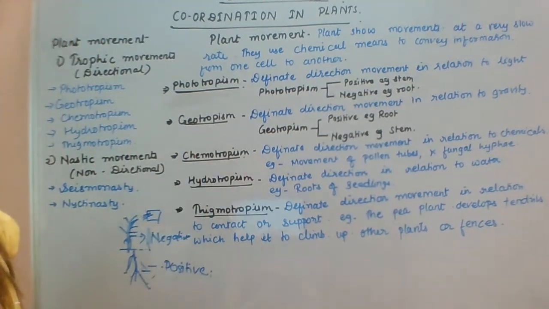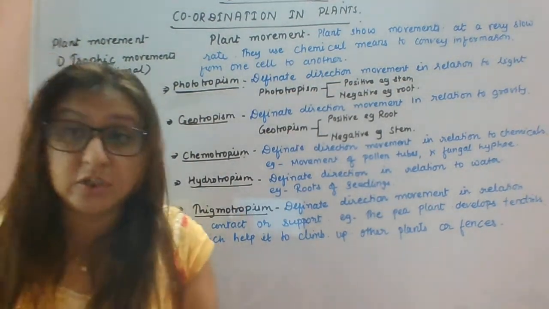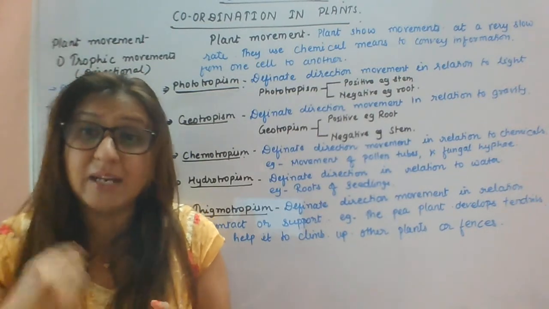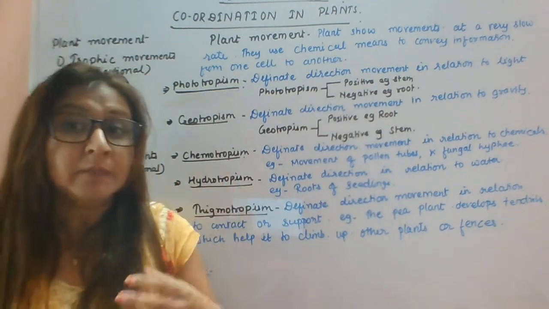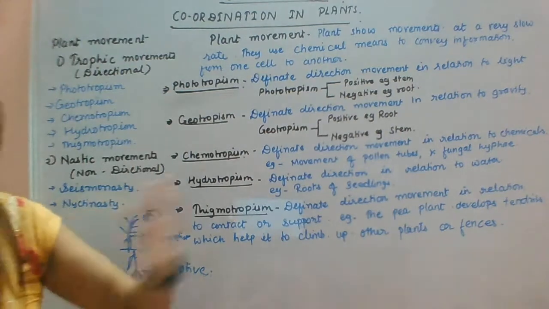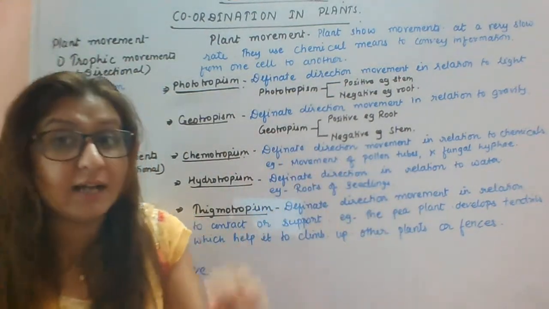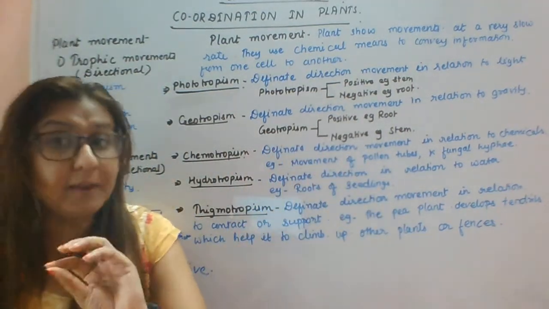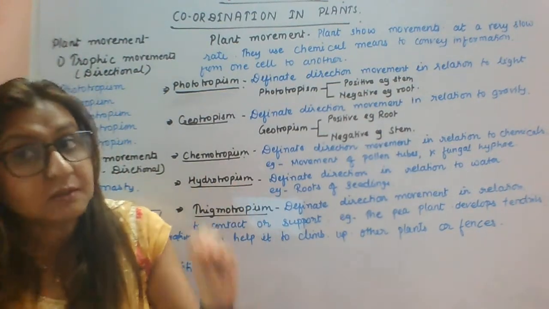Next, chemotropism, definite directional movement in relation to chemicals. Whenever the movement takes place in relation to chemicals, like movement of pollen tubes and fungal hyphae, they always show movement in the direction of the chemicals.